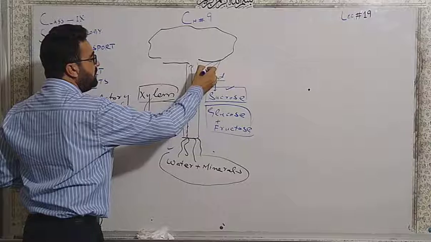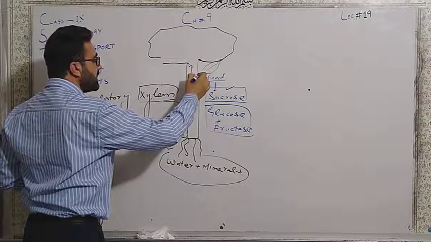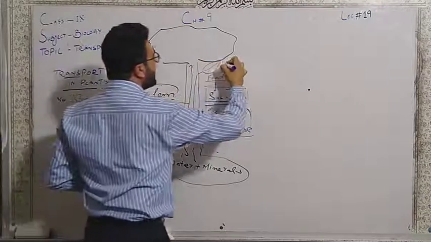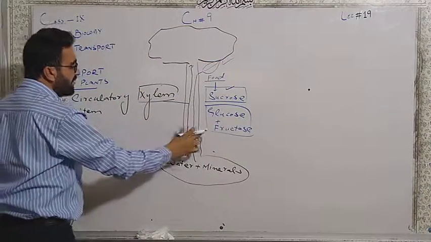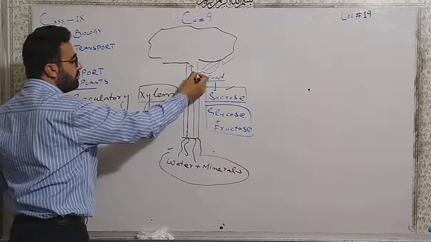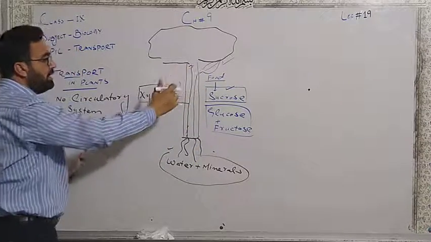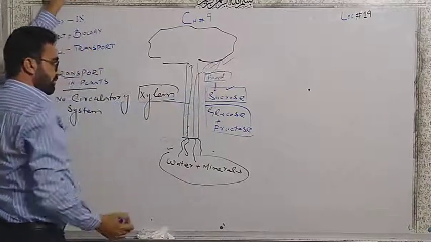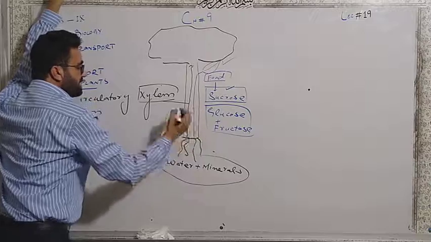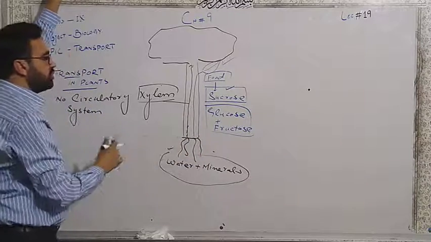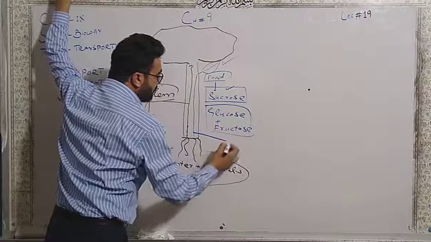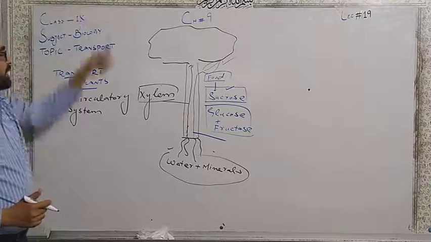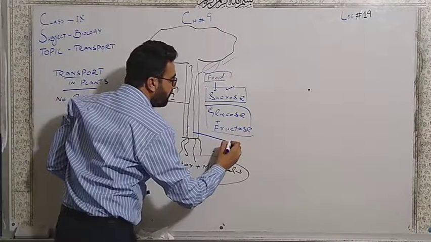Now, from the leaves, that saccharose will be transported to the lower parts of the plant, because the leaves are the site of production, and the sites of action are the parts which need food. So the food will be transported from the site of production to the sites where it should be used or stored. The conducting tissue which is responsible for the conduction of food is called phloem.